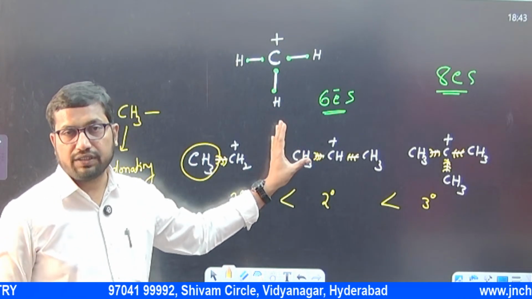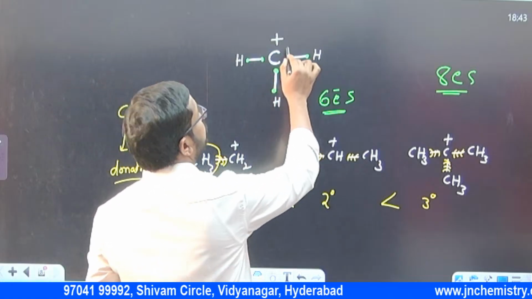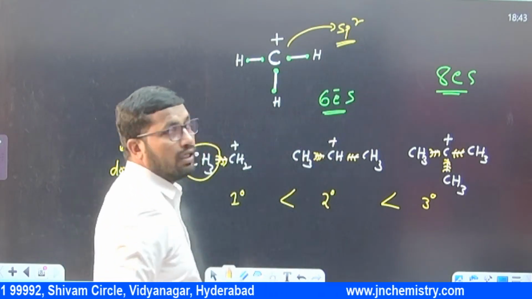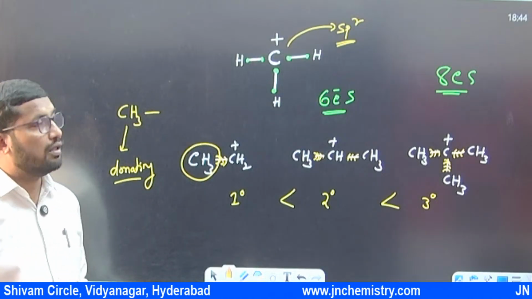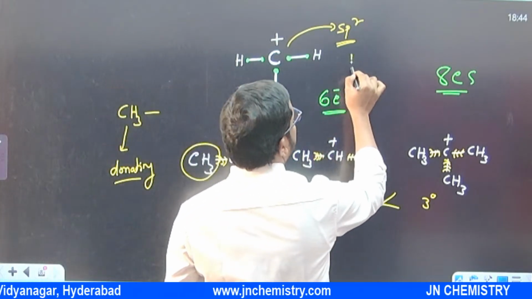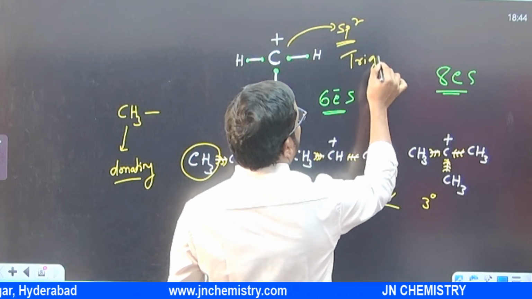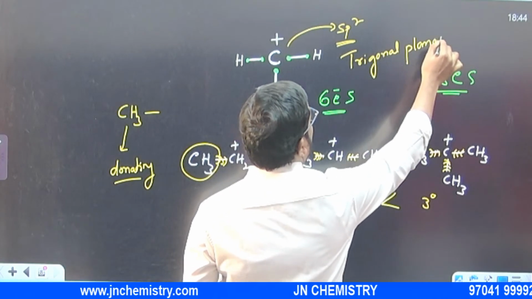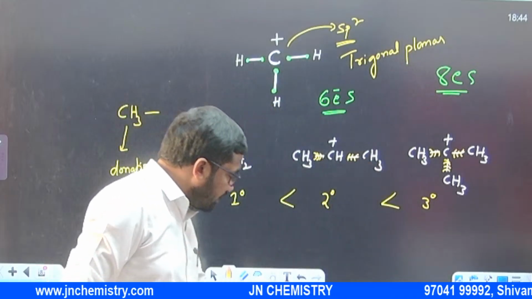Carbocation is an electron deficient species and it undergoes sp2 hybridization. Which hybridization? sp2, trigonal planar shape. Which shape? Trigonal planar. Trigonal planar means what?